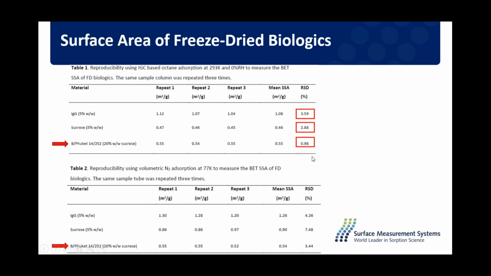However, you can see that the RSDs, or the error margins in the repeats, are much lower for the IGC technique. These are relatively low surface area materials between 0.5 and 1 meter squared per gram. The RSDs range from around 1 to about 3.5, whereas by the nitrogen sorption technique, they range from around 3 all the way up to about 7.5. So you can see that the accuracy in repeat measurements is much better on these low surface area materials measured by IGC compared to the nitrogen sorption technique.